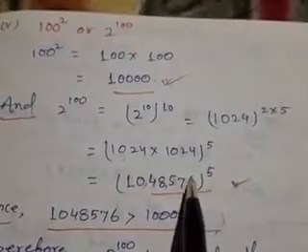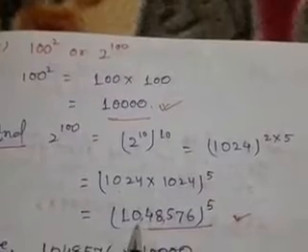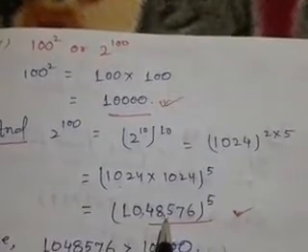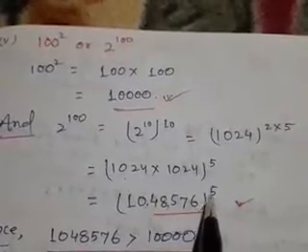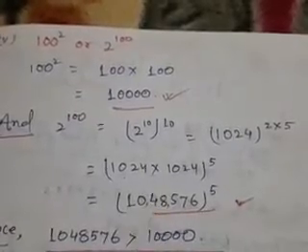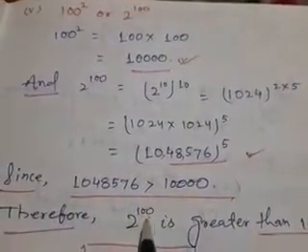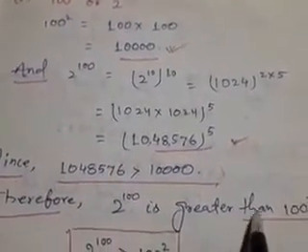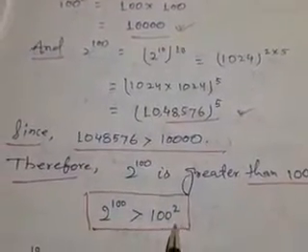Dear students, here we compare. First number is 10,000, but second is 10,48,576, and again the power on it is 5. So by comparing these two numbers, we find that 2 to the power 100 is greater than 100 square, and we write it in this way also.